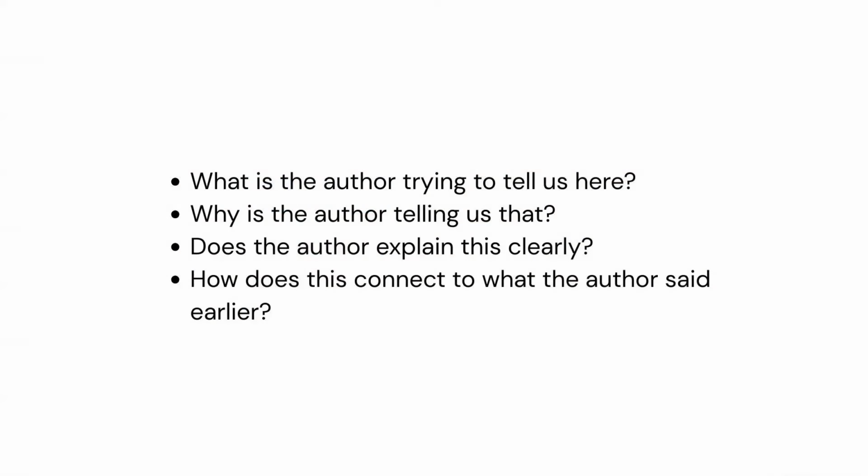It's a discussion guided by the teacher. The teacher and students stop intentionally at predetermined spots determined by the teacher and ask questions of the author and the text. Namely, what's the author trying to tell us here? Why is the author telling us that? Does the author explain this clearly? And how does this connect to what the author said earlier?